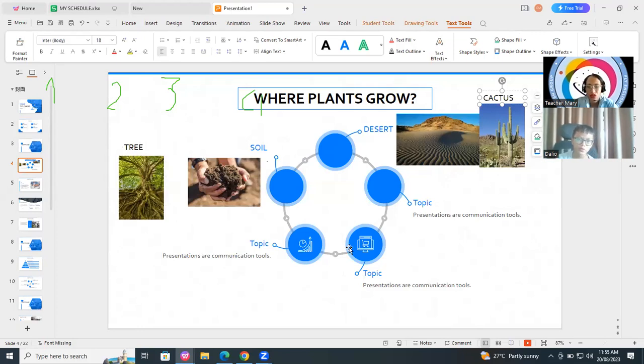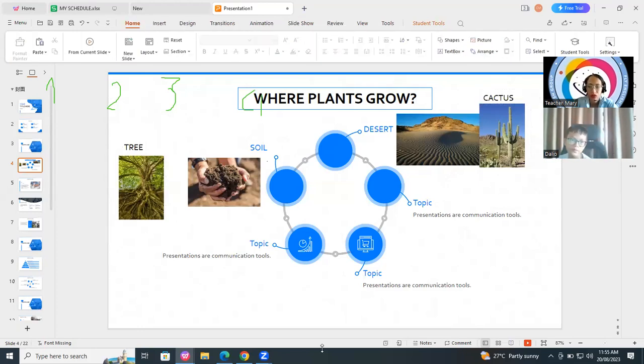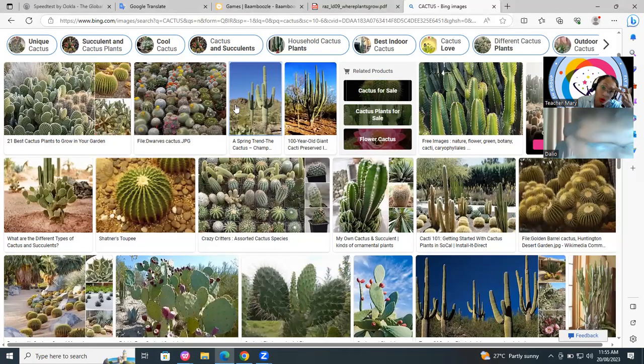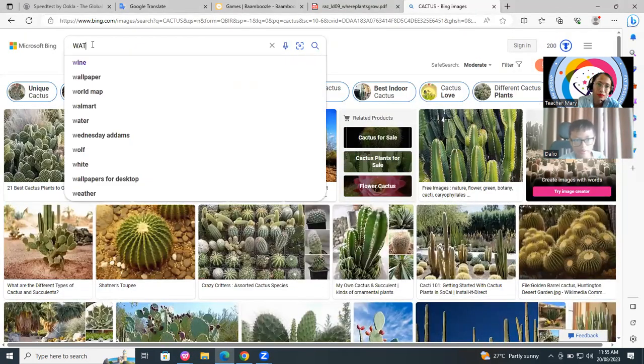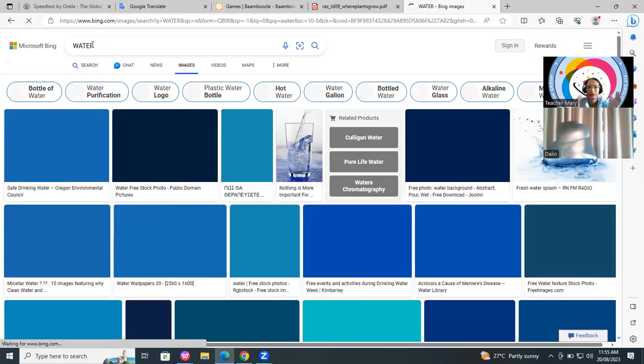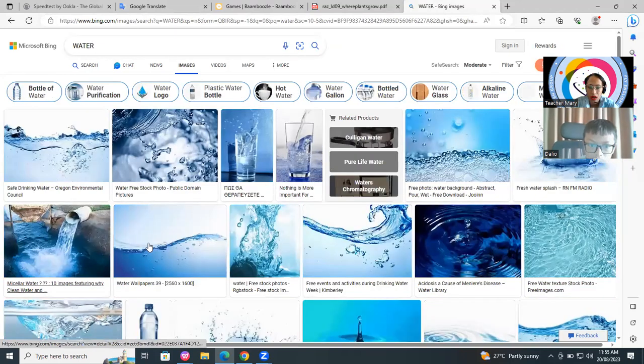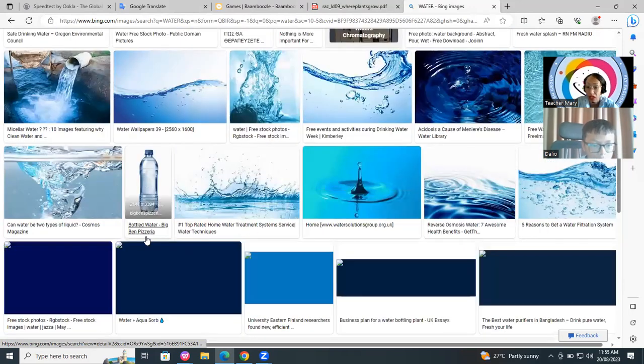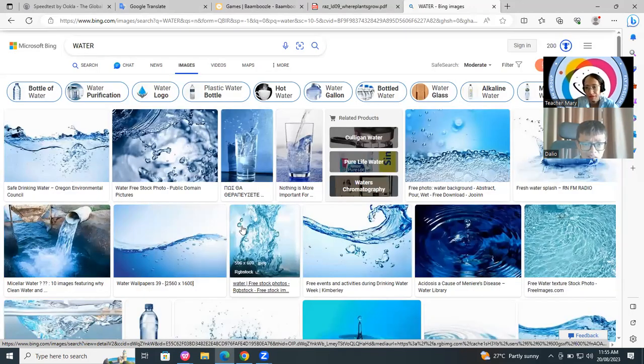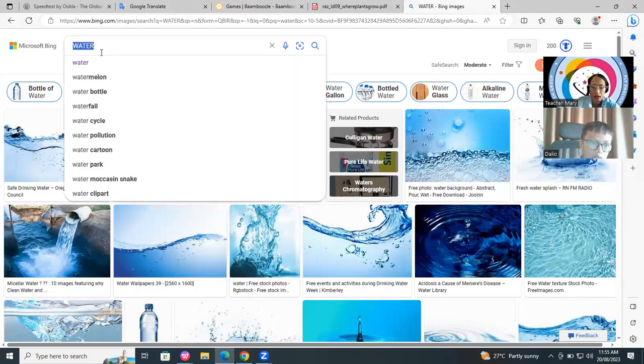Okay, what's next? What shall we look for next? Where do plants grow aside from soil and desert, what else? Water. Very good. Plants grow in water too. Okay. Lily. First you need to have a picture of water. Do you want a pond or a river? Pond. Let's have the word pond, okay?